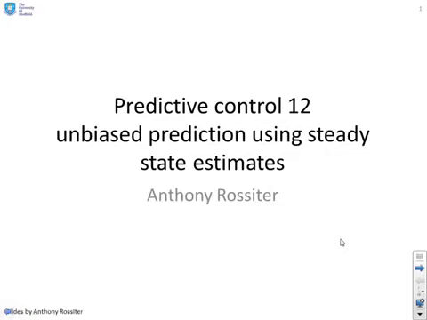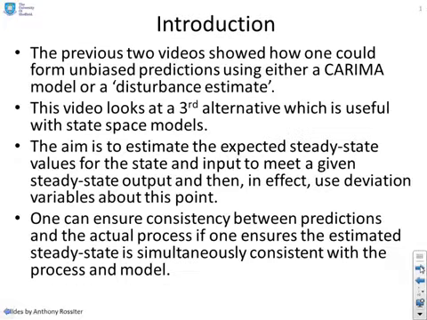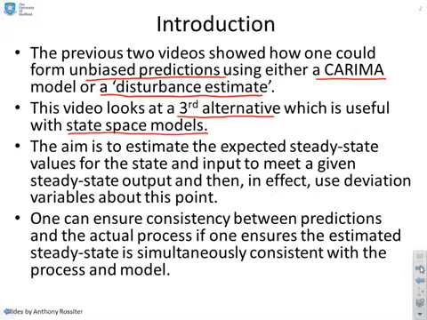This video looks at unbiased prediction using steady-state estimates. The previous two videos concentrated on unbiased predictions using either a Karima model or a disturbance estimate, so that's two different methods. This video is going to give a third alternative, which is quite common when you have a state space model for the process.